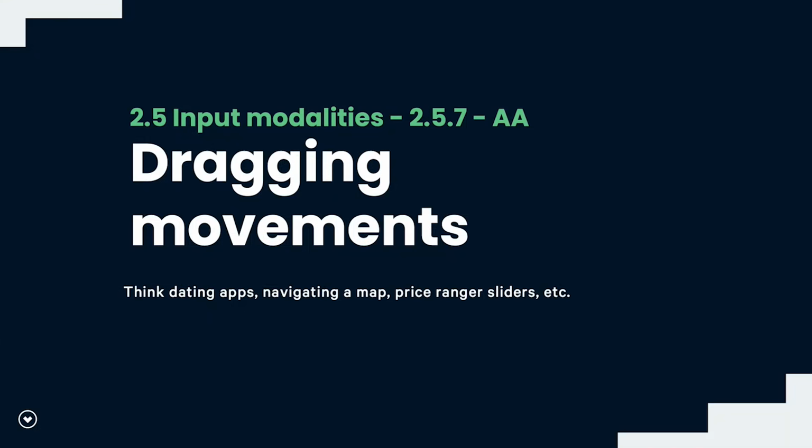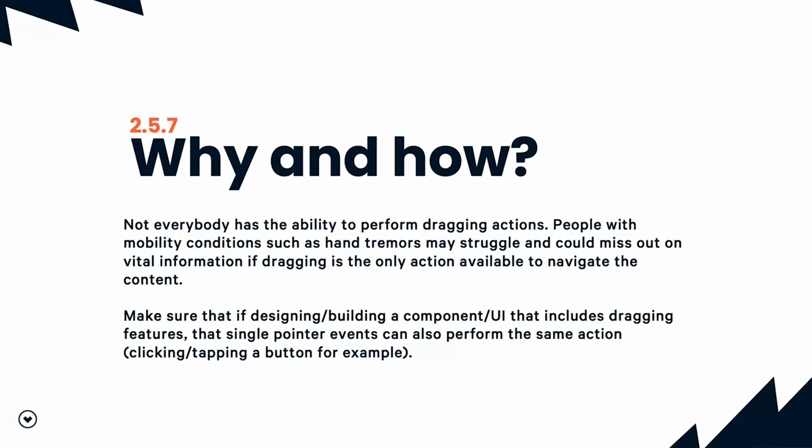Guideline 2.5, input modalities. So this is 2.5.7, and this is an AA requirement. This is dragging movements. So if you think about dating apps like Tinder, navigating a map, price range sliders, things where you're forced to do dragging movements, there needs to be an alternative, a single pointer event alternative for this. So on Tinder, it's left and right dragging, but you've also got a cross and a tick button that you can click to perform the same action. That's what's going to pass this. Not everybody has the ability to perform dragging actions. People with mobility conditions, such as hand tremors, may struggle and could miss out on vital information, if the only way to see it is to drag it.